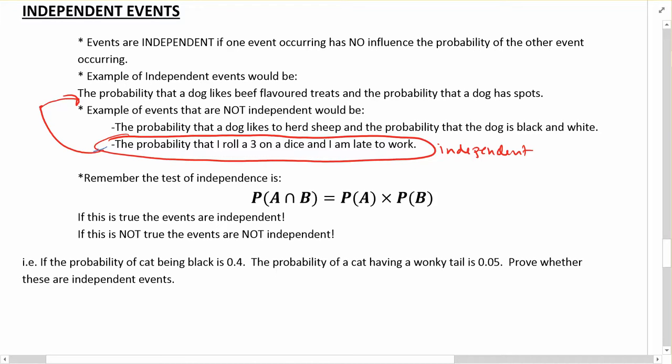Another example here, which is why I've circled it in red and put it up here, is the probability that I roll a 3 on a dice and that I'm late for work. Generally, rolling the dice and being on time to work have nothing to do with each other.